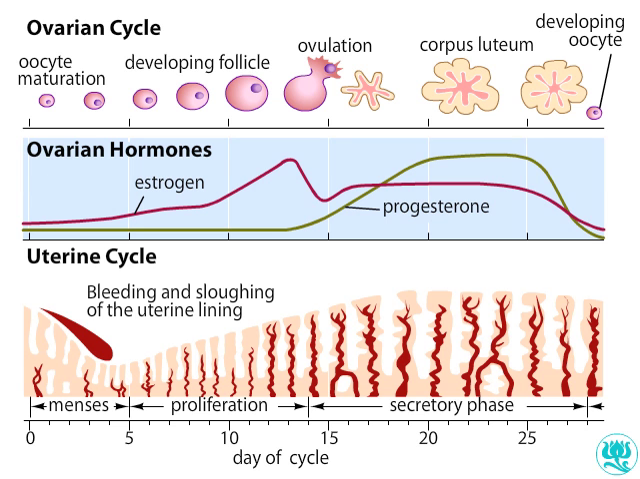Afterward, the follicle cells remaining in the ovary develop into the corpus luteum, a structure that releases estrogen and progesterone. The hormones maintain the uterine lining at a peak thickness and preparedness for embryo implantation.